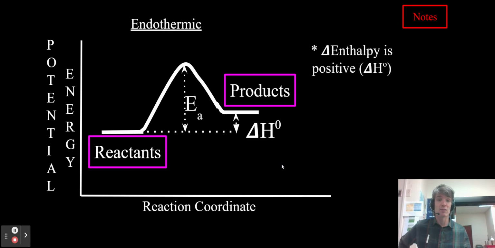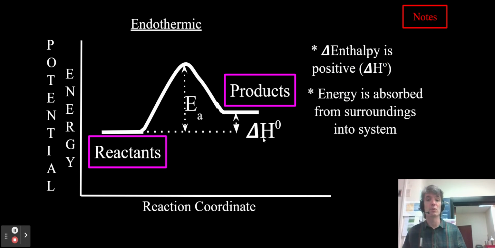And the reason this is endothermic is it's got a positive enthalpy value in that heat is absorbed from the surroundings into the system, into the reactants, to allow them to turn into the products.